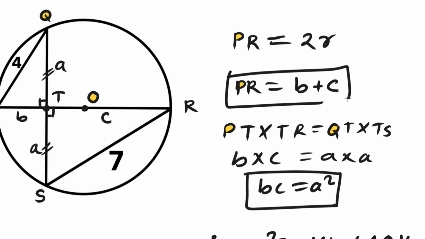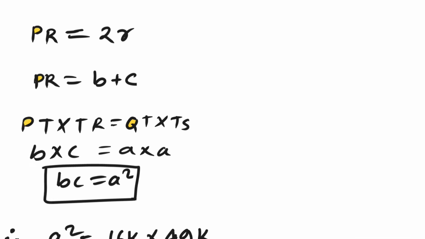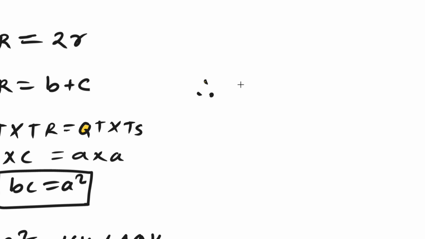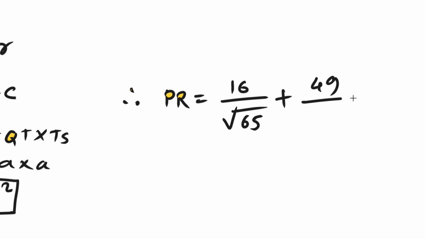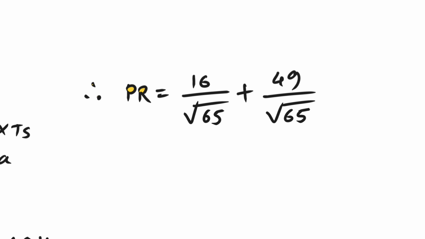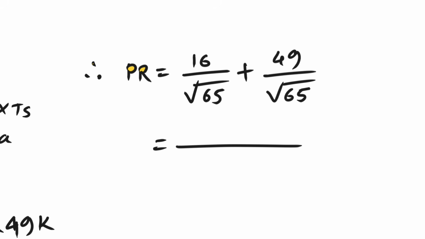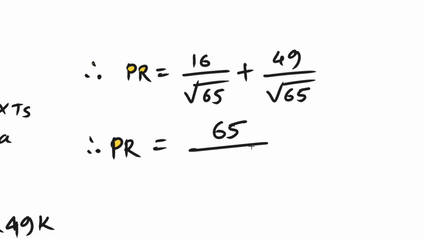The diameter PR equals b plus c. Substitute the values we just found. PR equals 16 divided by the square root of 65 plus 49 divided by the square root of 65. Because the denominators are the same, we simply add the numerators. 16 plus 49 is 65. Therefore, PR equals 65 divided by the square root of 65.